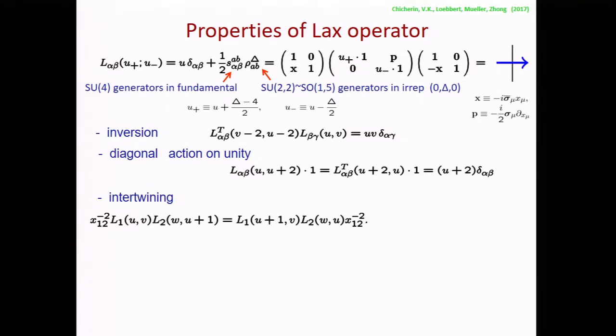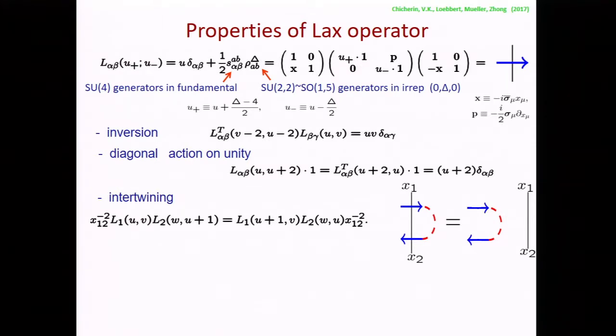Then you have a very important, maybe the most important property, the intertwining property. It's better to demonstrate it on a picture. So you have the product L1, L2, 2 such factors. It's important that here U, the left argument, and here the right are shifted by 1. And here the propagator 1 over x12 squared is on the left.